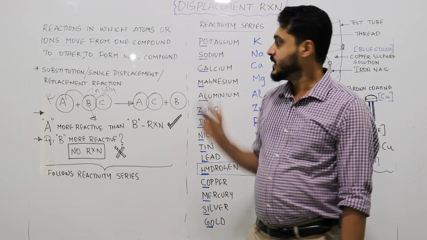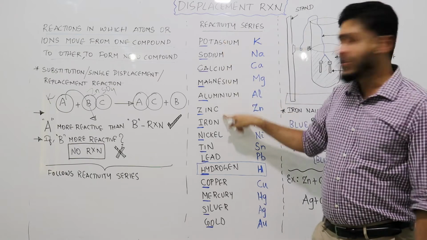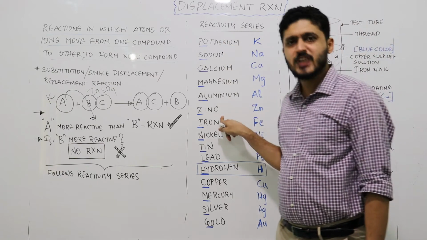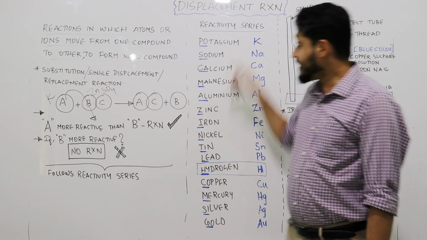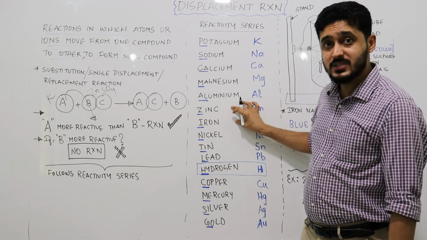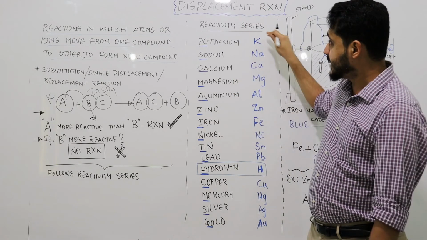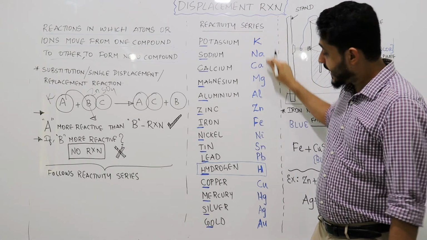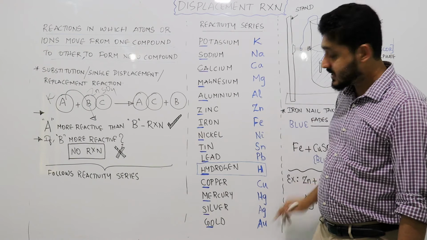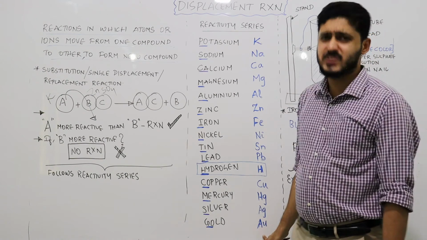Now tell me, is potassium more reactive than zinc? In the reactivity series, potassium is above zinc, meaning potassium is more reactive. So the elements at the top are more reactive. As you move down, the reactivity decreases, where gold has the least reactiveness.